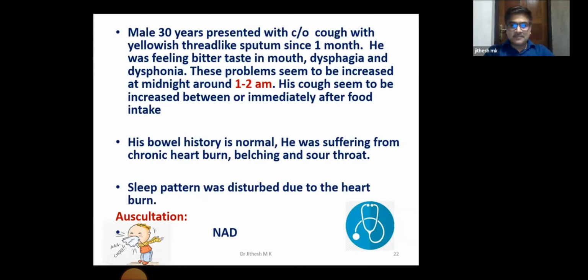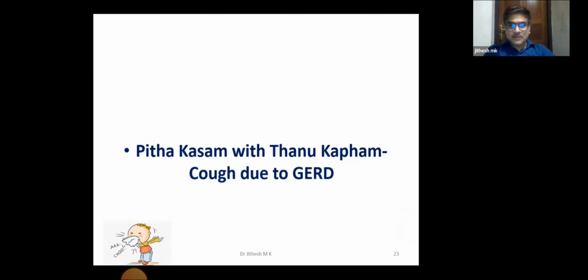Now, the treatment. Here the diagnosis is Paitika Kasam with Tanu Kapham. As per modern science, we can diagnose it as cough due to GERD, gastroesophageal reflux disease. There is a typical correlation of Pitta Kasa with Tanu Kapha in modern medicine. What could that be? That is called LPRD, laryngopharyngeal reflux disease.